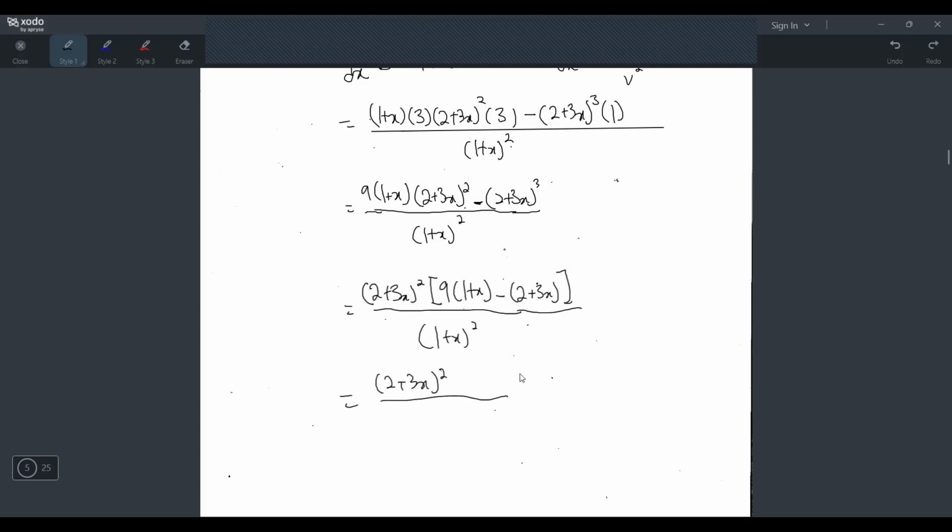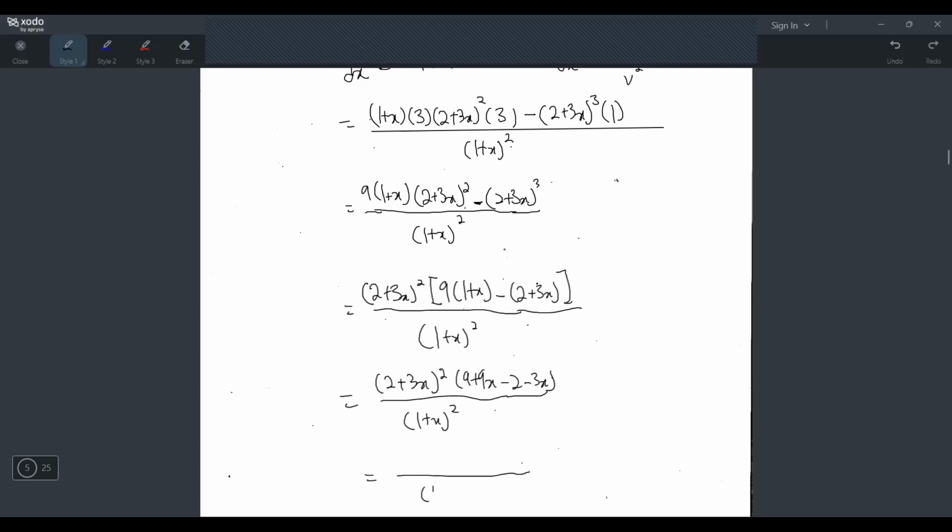And now it's time to solve the big bracket. And then the 1 plus x power 2 also, I write down here. Okay, 9 times 1 is 9. And then 9 times x is 9x minus 2. And when you open the bracket, this plus 3x becomes minus 3x, right? Because minus plus becomes minus. And now almost finished already.